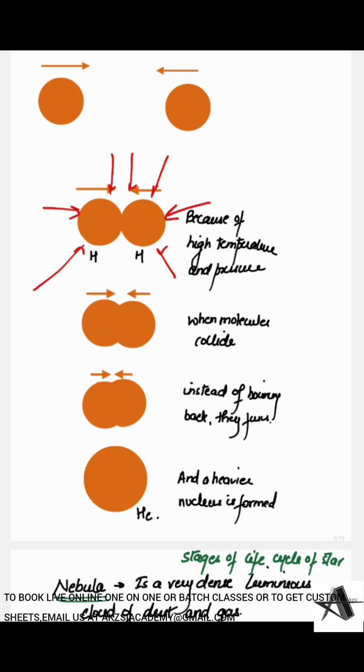When two lighter nuclei overcome the electrostatic repulsive force because of very high temperature and pressure, they just fuse together and become a heavier nucleus. This is what happens in a star. Hydrogen fuses together and forms helium, and when this reaction starts, then two forces will start to act in a star.